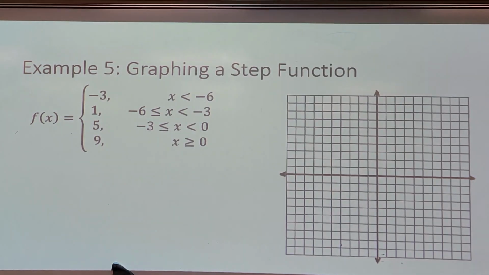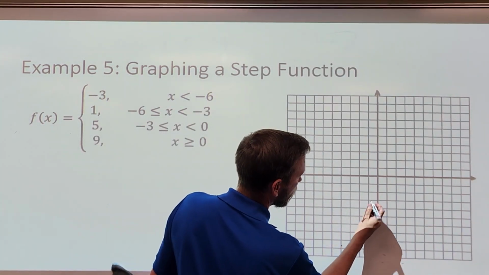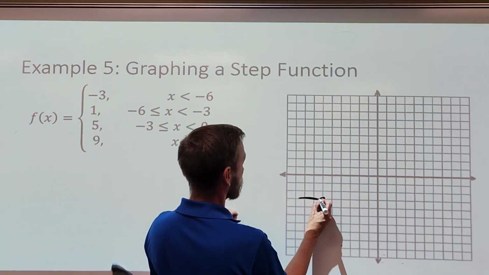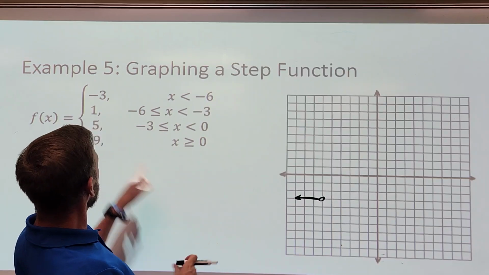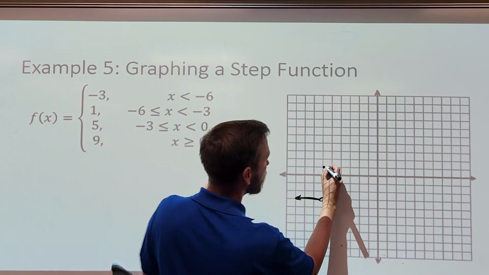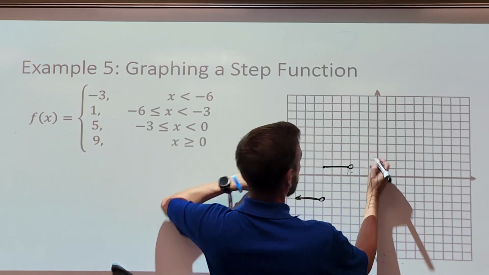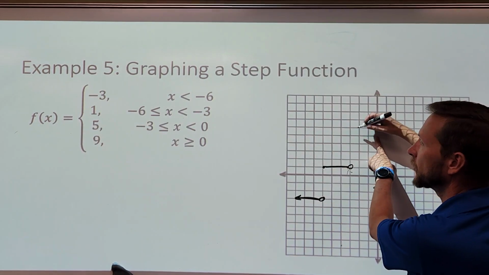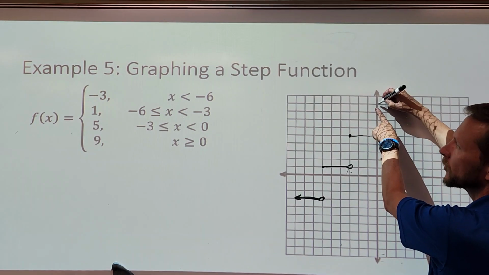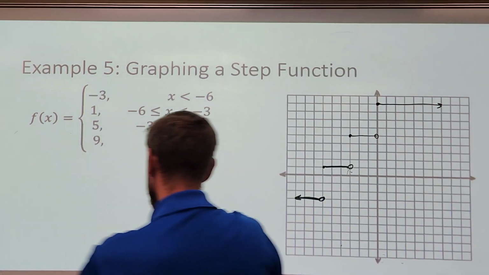All right, for our last example, we have this step function. And so it's going to be -3 when it's less than -6. We're going to have an open circle going forever. It's going to be 1 from -6 inclusive to -3, open circle. It's going to be 5, 1, 2, 3, 4, 5, from -3 inclusive to 0. And then it's going to be 9 when we have greater than 0. There's your step function.